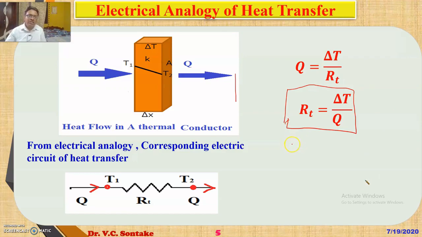Now since RT is a term, it will have a unit. Let us try to find out the unit of this thermal resistance. So if I take the unit of temperature difference in Kelvin and unit of heat transfer rate in watt, the unit will be Kelvin per watt. I can also represent the unit of RT as degrees Celsius per watt.